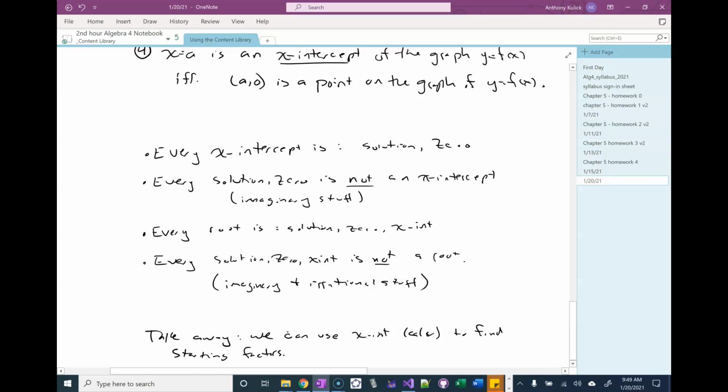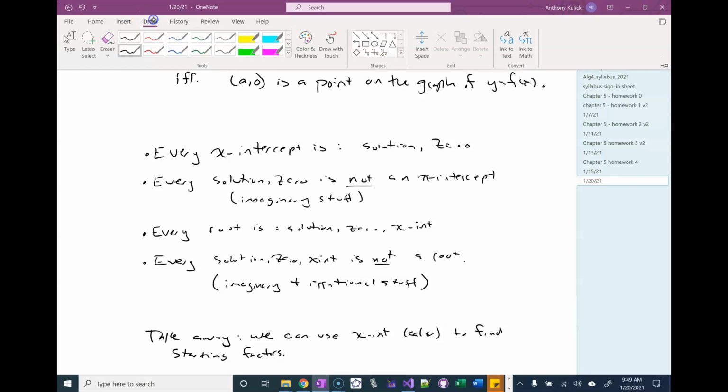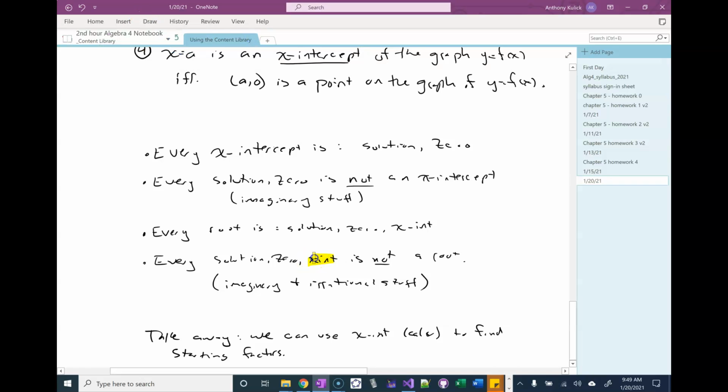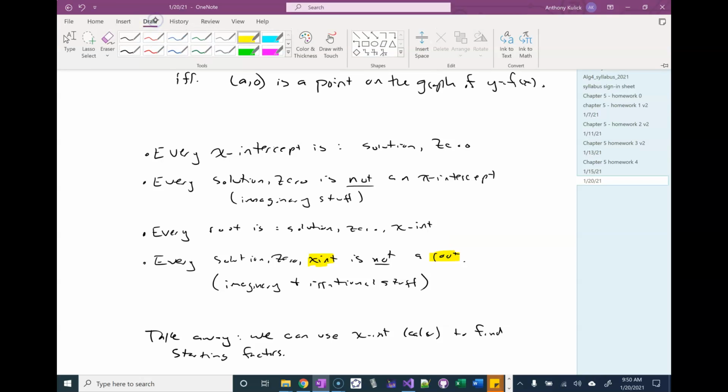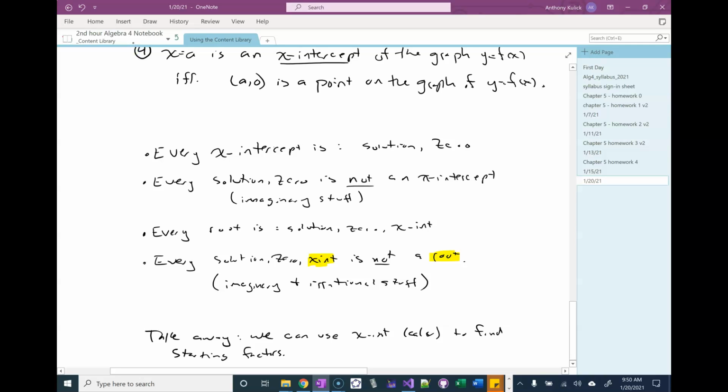But we need to be careful here because every x-intercept is not necessarily going to be a root. And the roots are what we're going to be using to do our synthetic division with, right? Because the roots are basically going to be the same information as a factor. So we're going to need more than just this idea in order to be able to sort through every situation.